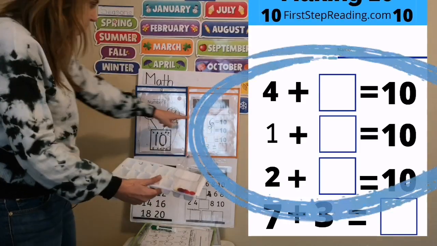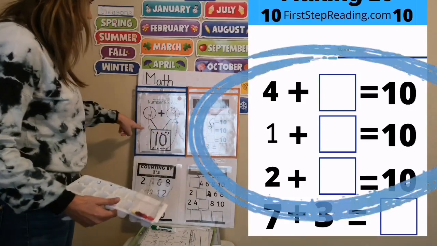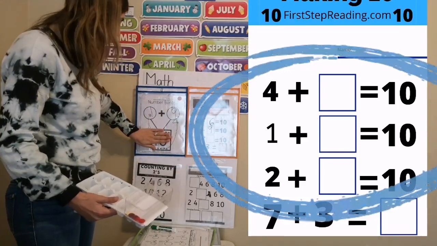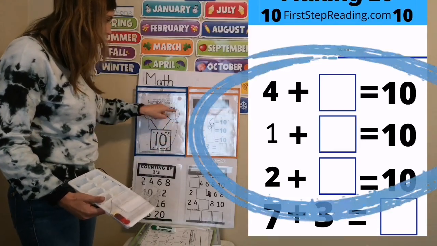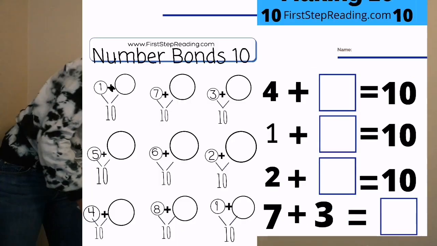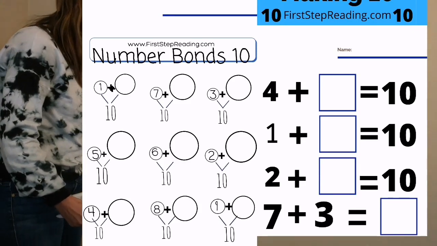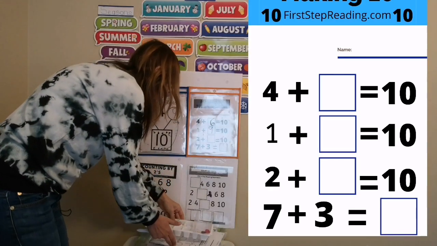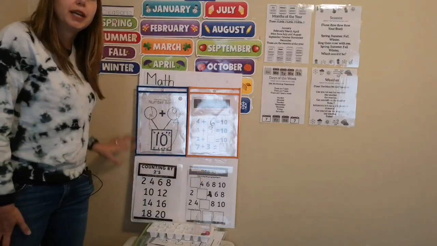Okay, so you can use this and put 4, 1, or 2 and count the missing ones till it equals 10, or you can use your mat with 10 counters. Okay, you start with 10 counters and you put the first number and count how many you have left to put in the second number. Okay, so number bonds to 10. You can do your number bonds that look like this and your addition ones. Okay, numbers to 10. And then your counting by twos worksheet. So that's our math for today.